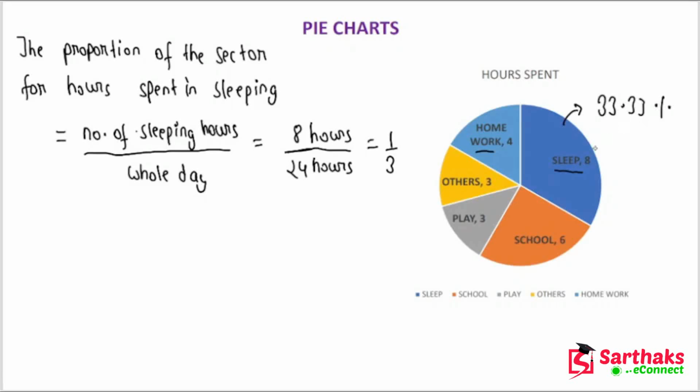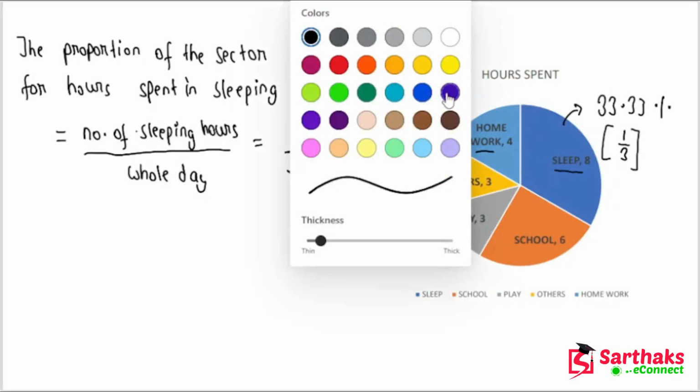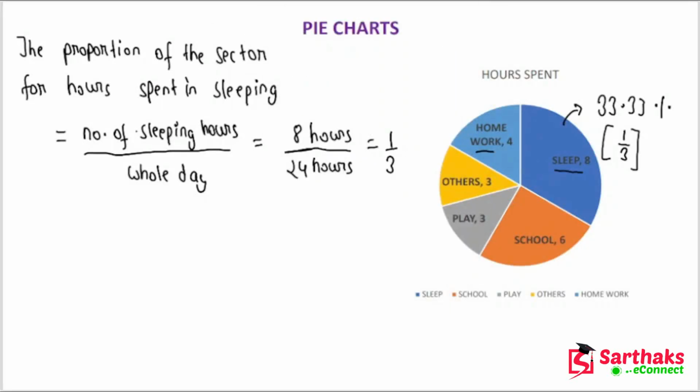33.33% of the whole. Or in fraction, you can write it as 1 by 3. So that is the convenience which we get in drawing a pie chart. Now let us talk about another sector. Let us repeat this method and find the same data for another particular sector.